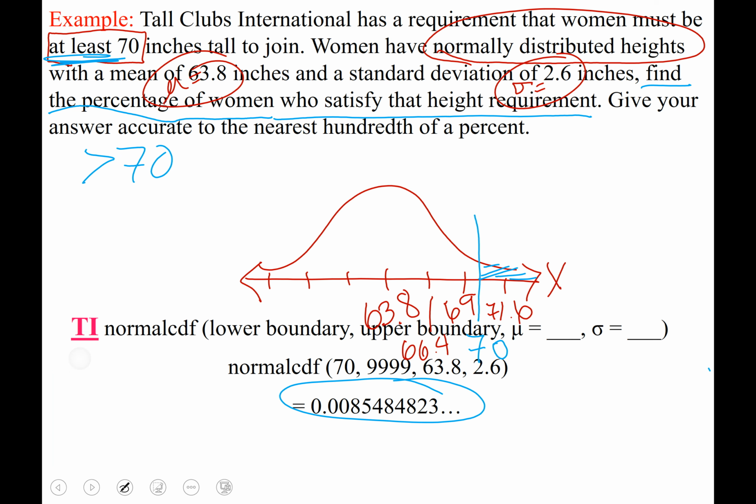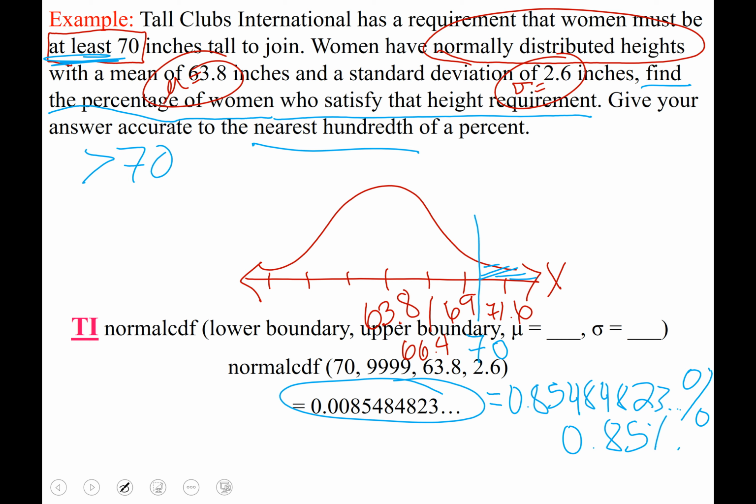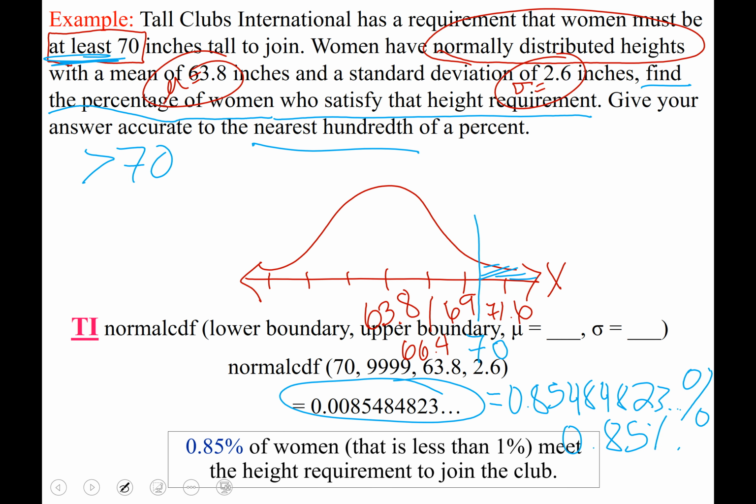Let's do this again. Okay, first things first, change it to a percent by moving the decimal 2 places. So now we have 0.8548482 dot dot dot percent. Now do your rounding, and that would take you to 2 decimal places because it says nearest hundredth, so it'd be 0.85%. And it turns out that less than 1% of women will meet that height requirement to join that particular club.